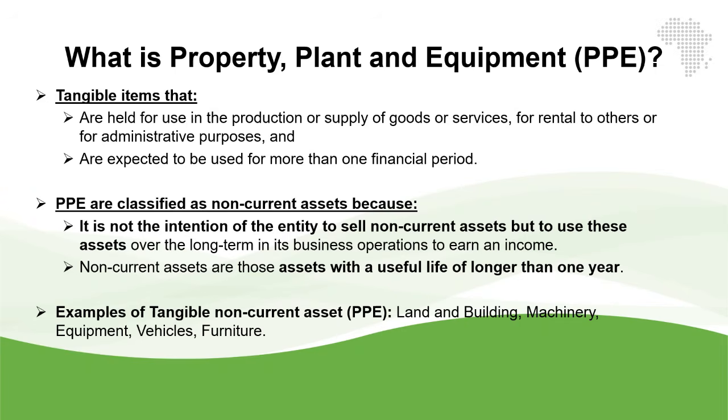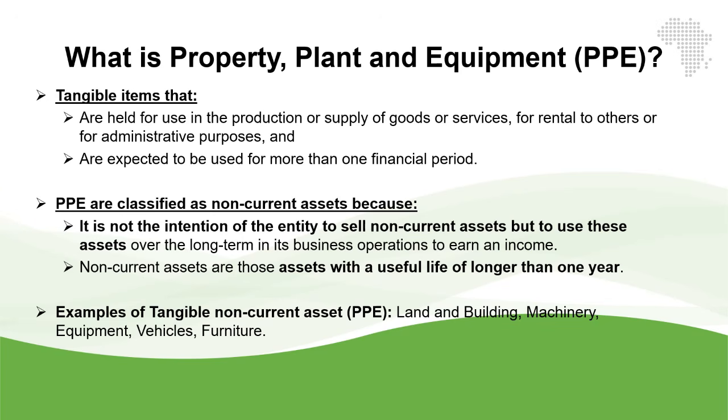Let's get an understanding now. What is property, plant, and equipment? When we talk about property, plant, and equipment, which is PPE, we are talking about tangible items. So something that is tangible is something that you can see and you can touch. So here, PPE, we are referring to tangible items that are held for use in the production or supply of goods and services. So here what we are trying to clarify is the intention.